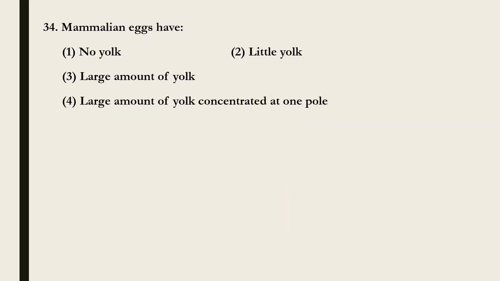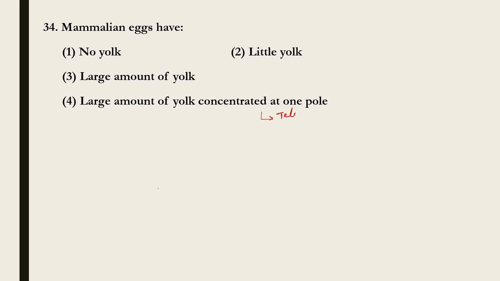Question number 34. The mammalian egg has: option 1, no yolk; 2, little yolk; 3, large amount of yolk; 4, large amount of yolk concentrated at one pole. Large amount of yolk concentrated at one pole, this condition we call telolecithal.